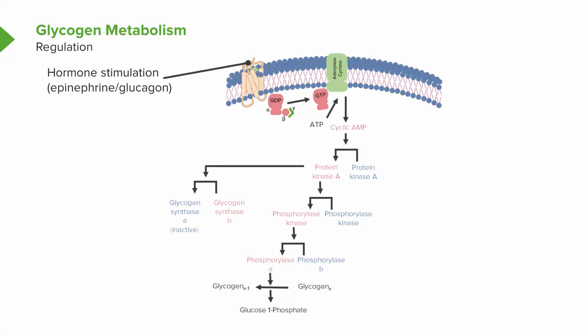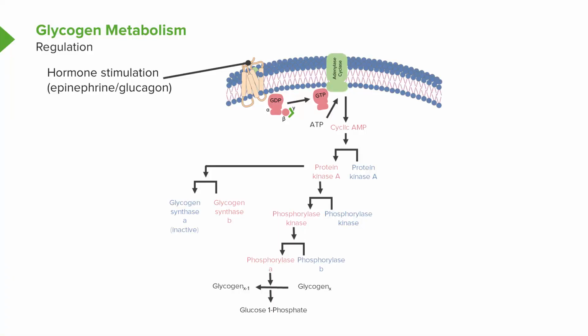That active form on the left then is able to start phosphorylating proteins. In the inactive form, it's not able to do that. So in the absence of cyclic AMP, protein kinase A will not phosphorylate anything. The phosphorylation by protein kinase A, I want to focus on the arrows moving down first, and then I'll talk about the one moving to the left later.